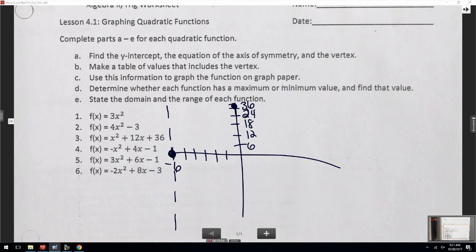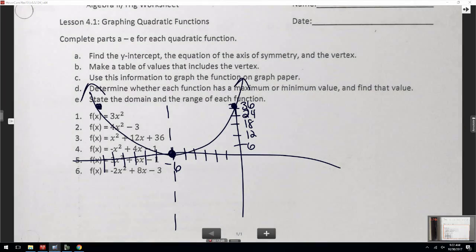Okay, how do we find that third point so that we can make a parabola? How far away is this point from the axis? 6. It's on the right-hand side, right? So I got to go 6 on the left-hand side. 1, 2, 3, 4, 5, 6. It's a jacked up looking graph, but it'll work. And you got to have what on the end? Arrows. Everybody okay?